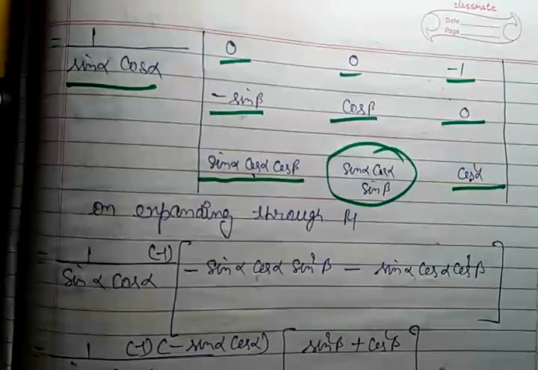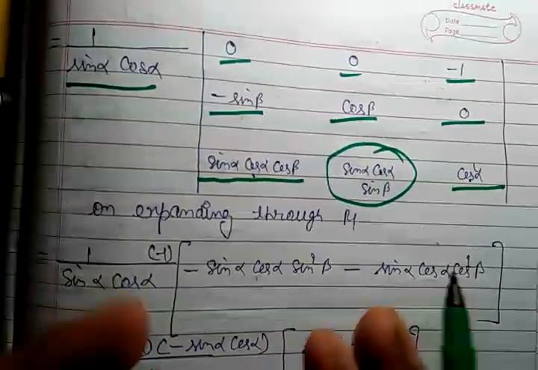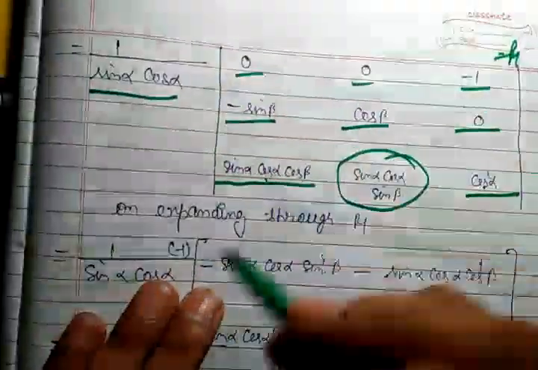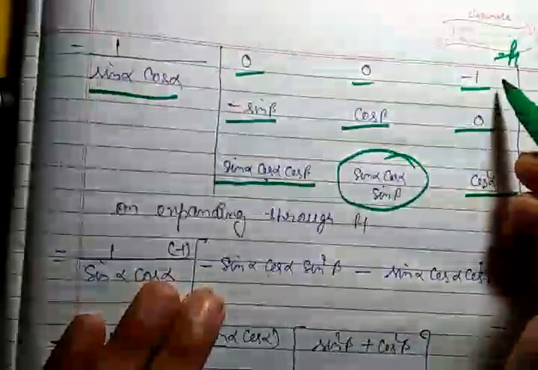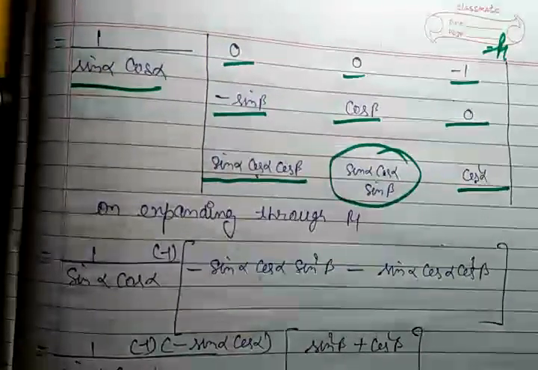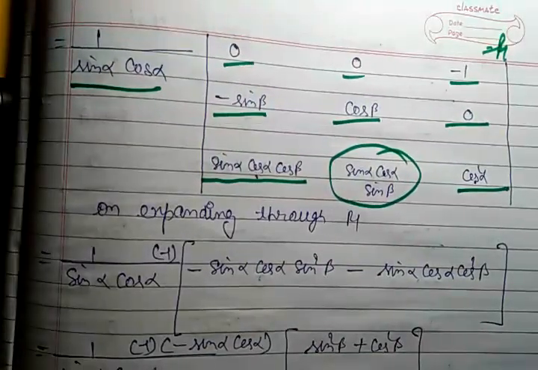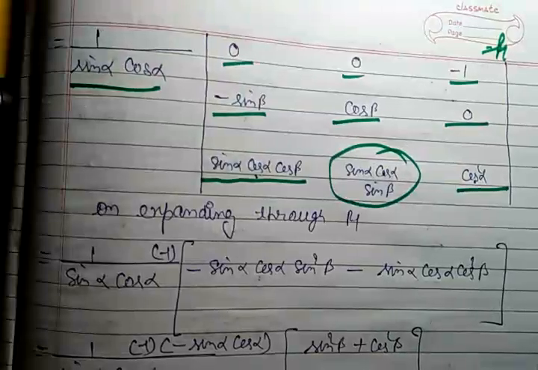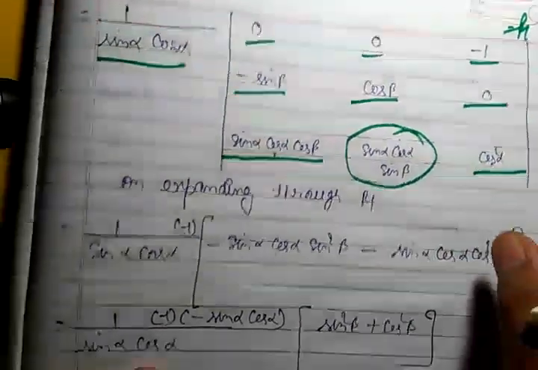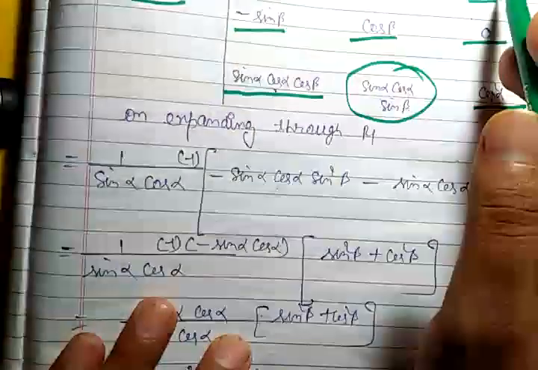Now we are going to expand this by R1, because in R1 there is a maximum of 0. We are going to expand it through R1, because you know very well we have to make our question very easy, we have to make our calculation in a very easy mode, and we can do the same when we get maximum zeros in our rows or columns. So there are maximum 0s, so we are going to expand it with R1.